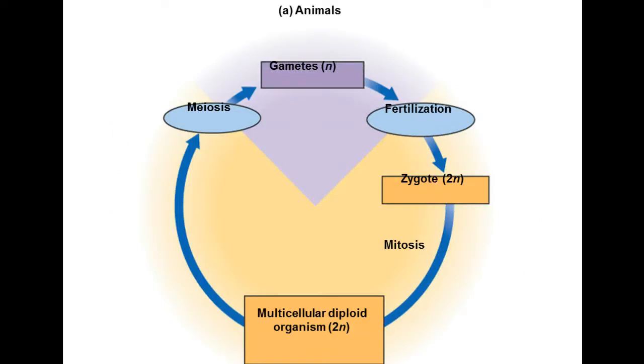So for the animals, you notice that we start right here with the haploid state. These gametes do not undergo division, so we do not have mitosis here. This is a single-celled haploid state. Then we get union of these haploid gametes by means of fertilization, which produces a diploid zygote. This divides by mitosis. We get a multicellular diploid, which then undergoes meiosis and produces a single-celled haploid state.